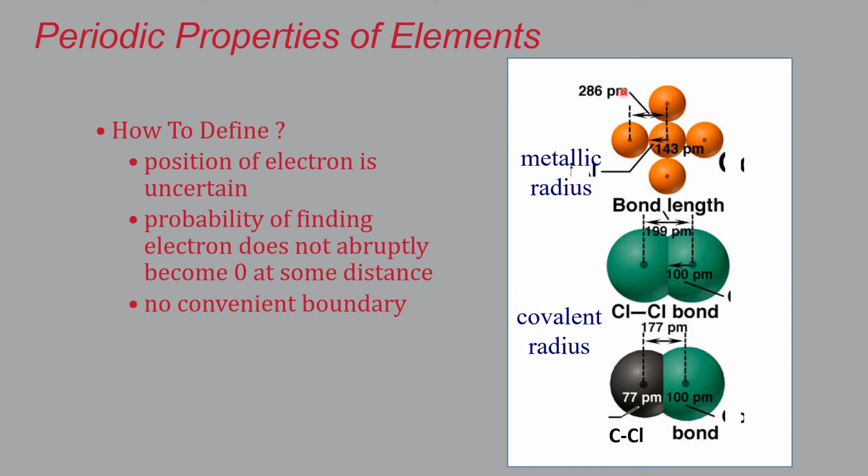So on some random metal, we find that the nuclei are 286 picometers apart. So we would call the radius of those atoms half that distance, or 143 picometers. And you can do this for metals. You can do this for anything.